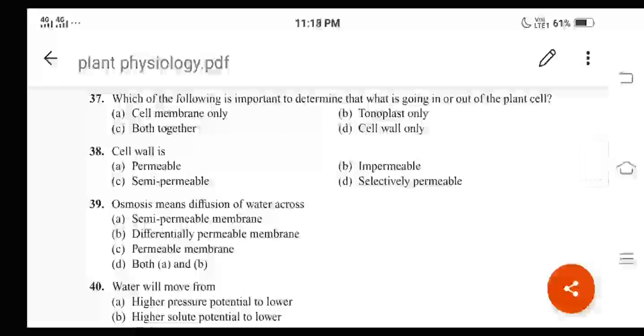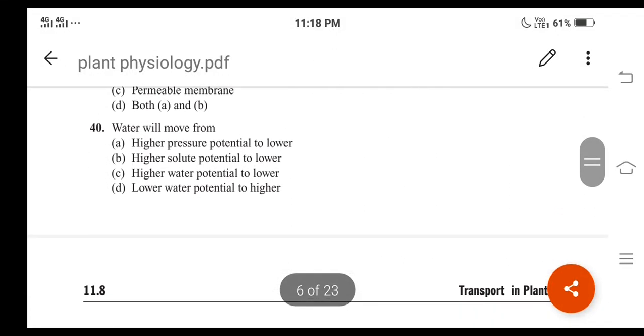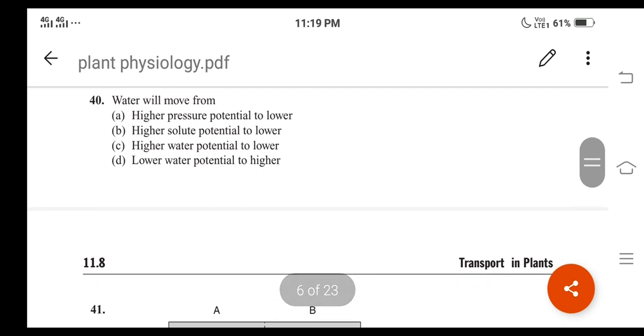Then question number 40: water will move from higher pressure potential to lower; then higher solute potential to lower; third, higher water potential to lower; and fourth, lower water potential to higher.